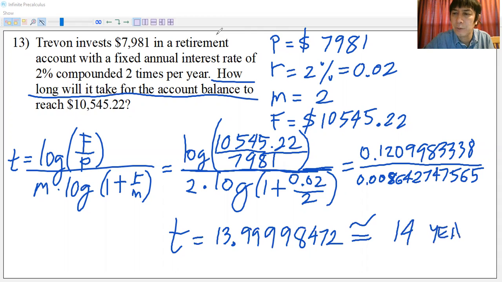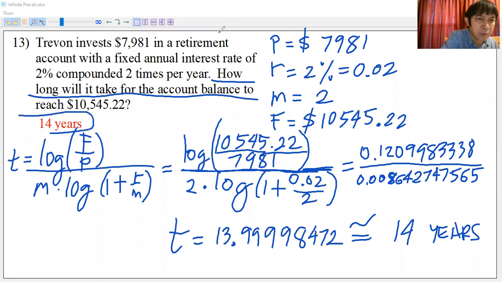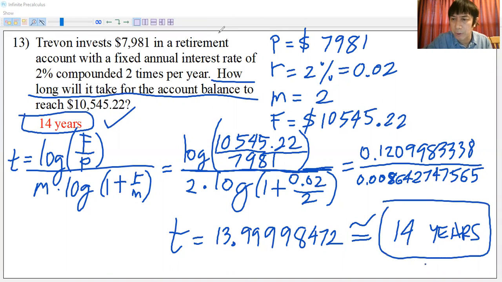And we can round this to 14 years. So let's verify the answer. It's 14 years over here, and that means we are correct there. So that goes to our number 13. Let's continue with the next.